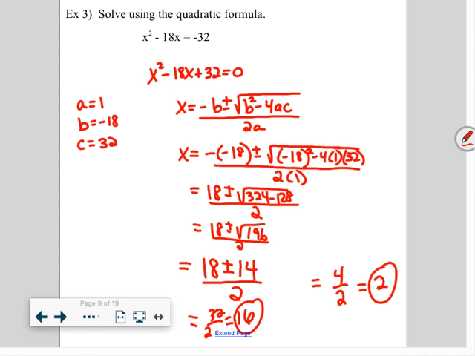Yeah, David? How'd you get 14? I just used a calculator and did the square root of 196. It's actually a perfect square number. All right, any other questions on this one? All right, try the next one on your own.